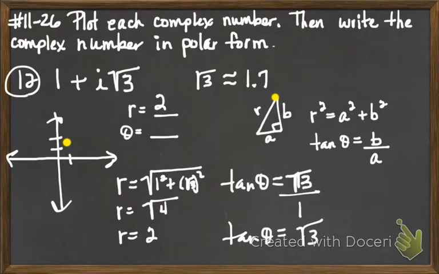So think about what angle in what quadrant? In the first quadrant has a tangent value of square root of 3. 60 degrees. If you were feeling radian-ish, you might say pi over 3. Okay, so you were feeling like you were wanting to do in degrees today, so you say 60 degrees. So now we know r is 2 and theta is 60.